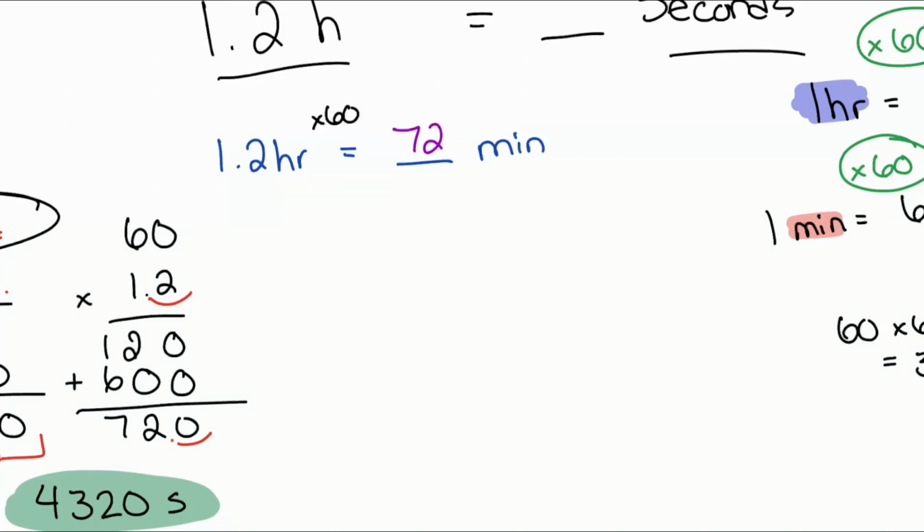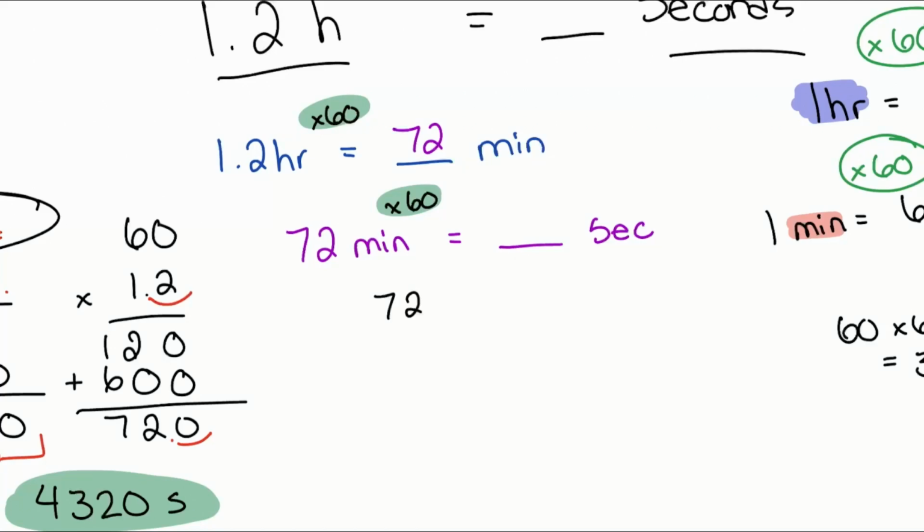So then from here, everybody, we're at minutes. We're trying to get to seconds. So I'm going to say 72 minutes equals blank seconds. Everybody, what do we multiply by to go from minutes to seconds? That's going to be 60 again. Exactly. So I'm going to write that down right over here, and I'm going to highlight these in green. I multiplied by 60 once, then multiplied by 60 again. The first time was to go from hours to minutes, and the second time is to go from minutes to seconds.